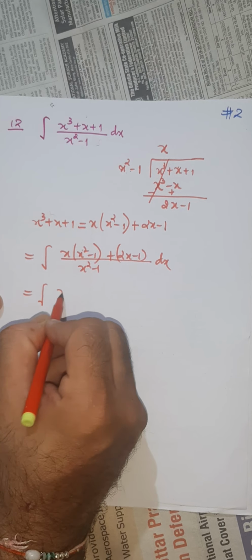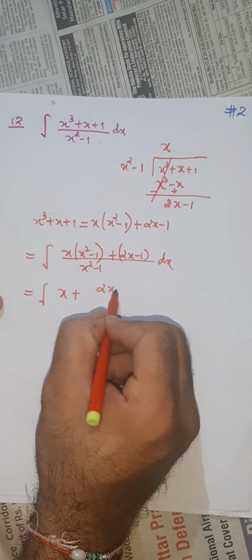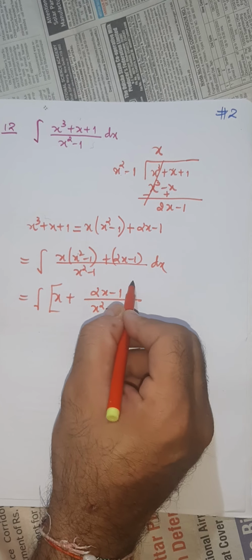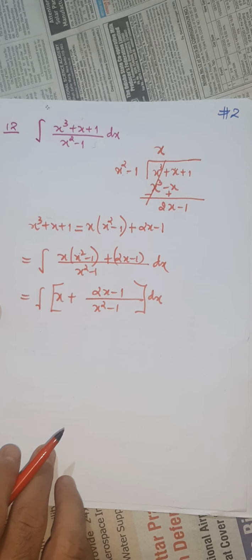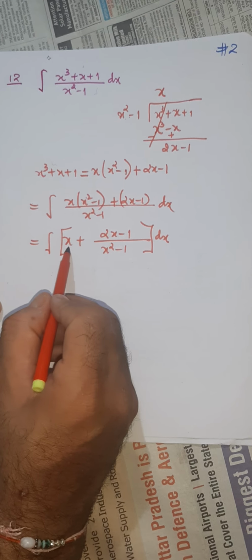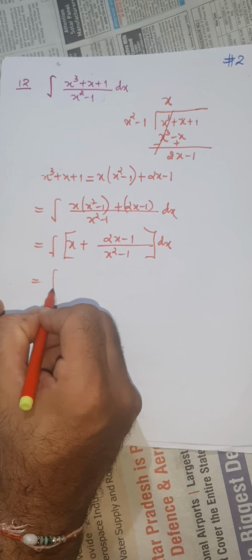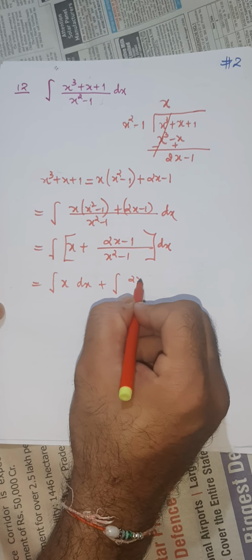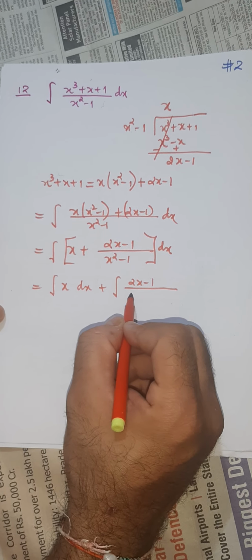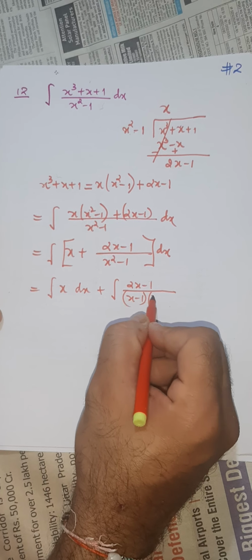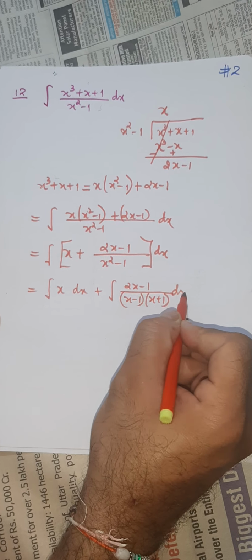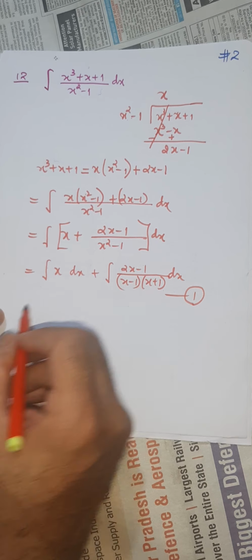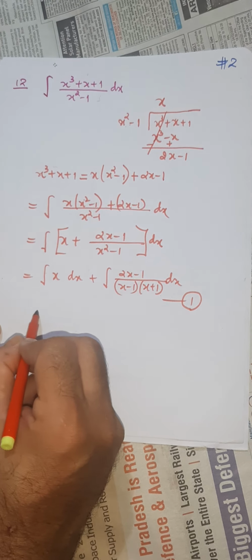This upon this, it is just x plus (2x minus 1) upon (x square minus 1). So now here this term can be integrated very easily. So this is just integral of 1 here plus (2x minus 1) upon, what are the factors of this? x minus 1 and x plus 1. Now for this you can use the partial fraction method. I'll call this as 1 and I'll use partial fraction method for this.